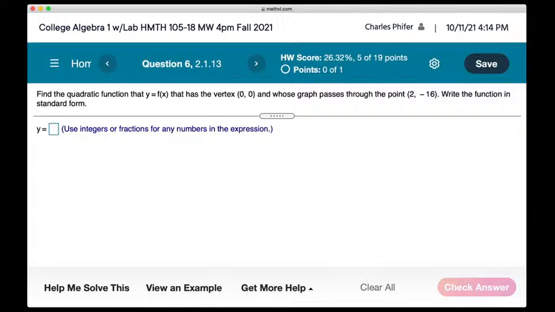Find a quadratic function that has this vertex, passes through this point, and write the function in standard form. Okay. So let's do the following. This is question number 6. This comes from section 2.1, question 13. It says that it has the vertex as the origin, and it passes through a point with y-value negative 16. We're asked to find it in standard form. Okay, let's hop over to the tablet and see our notes.